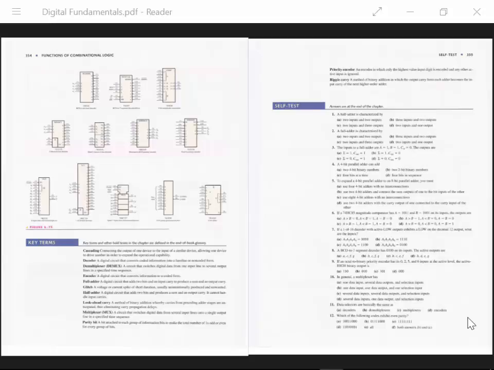Okay, I'm going to continue from where we were going through here in chapter 6 of the Floyd book.